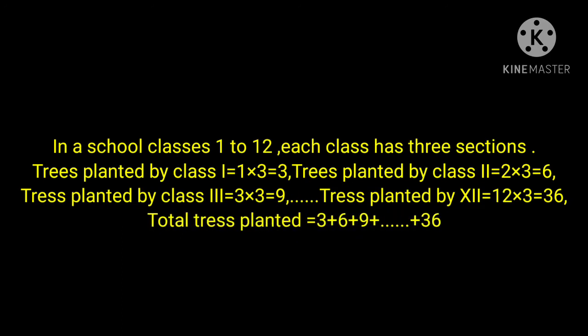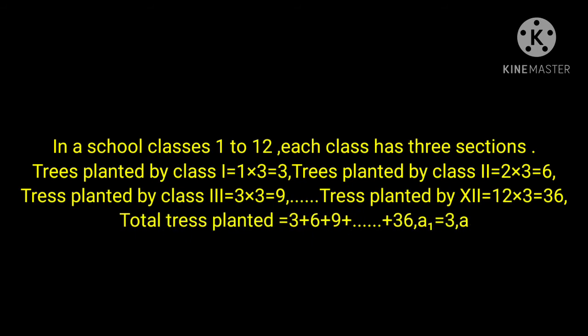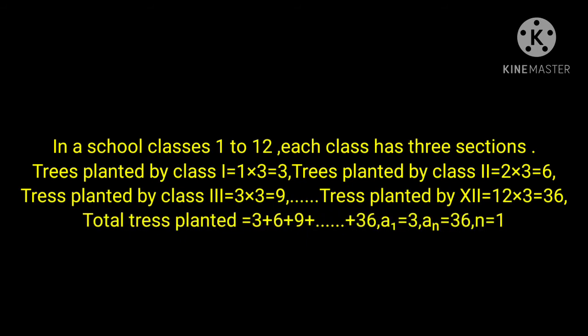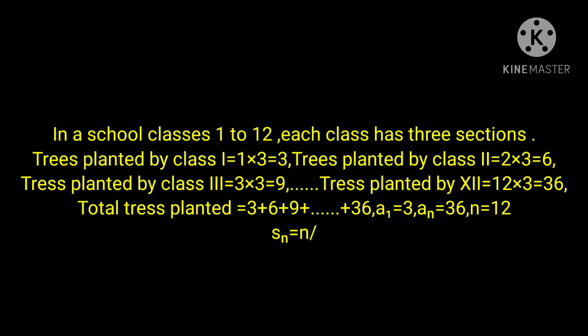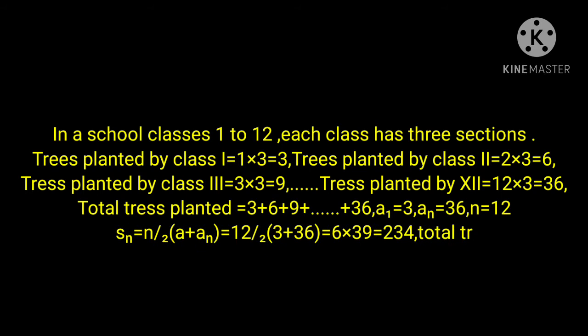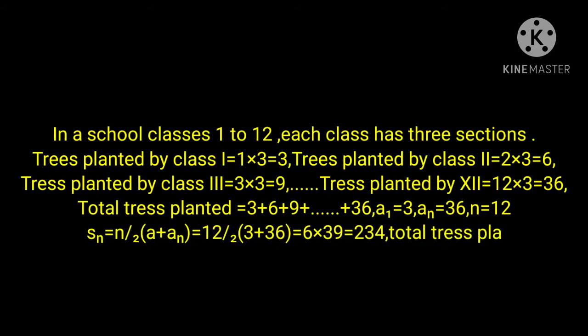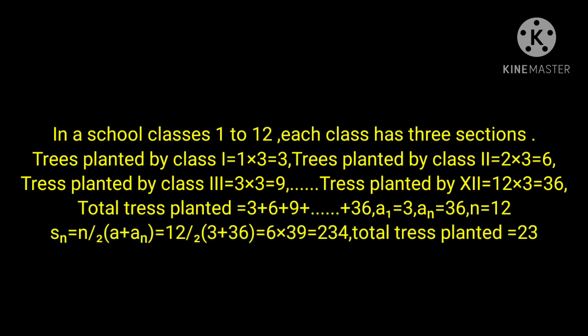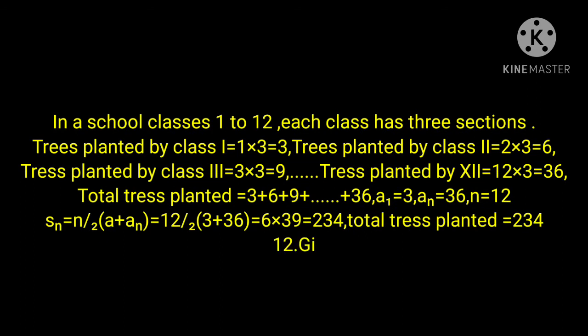Total trees planted is equal to 3 plus 6 plus 9 plus so on plus 36. Here a1 is equal to 3 and an is equal to 36, n is equal to 12. Classes are 12. Sn is equal to n by 2 into a plus an, that is equal to 12 by 2 into 3 plus 36, that is equal to 6 into 39. And if you multiply, we get 234. That is the total trees planted by the students.